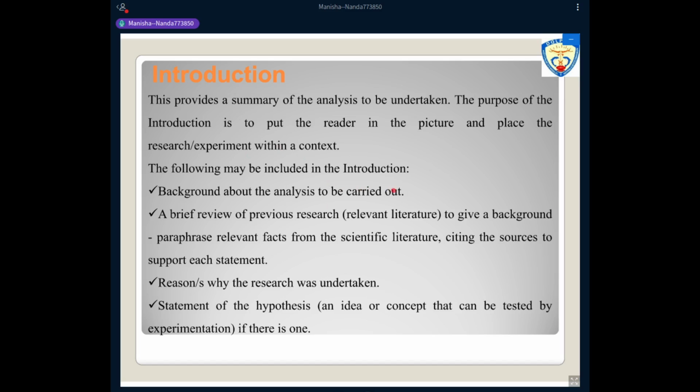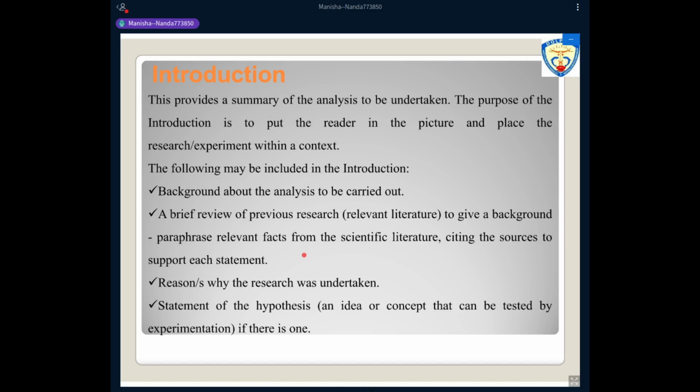The following may be included in the introduction: background about the analysis to be carried out. It is very important to tell why you have selected this particular research topic and what is the background behind it. A brief review of previous research, that is called the relevant literature, to give a background, paraphrasing relevant facts from the scientific literature, citing the sources to support each statement.